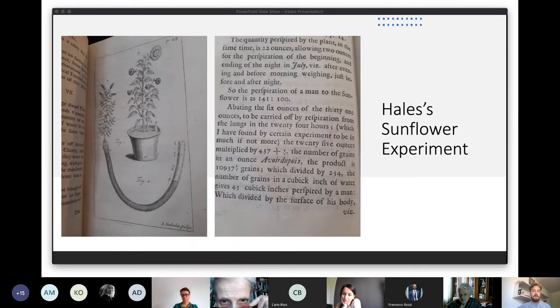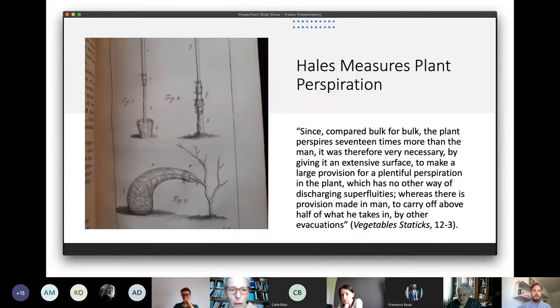Hales accordingly ventured that it was because plants lack an organ akin to the kidney that the leaves have a greater surface area to allow for a large provision for a plentiful perspiration in the plants. This was all very well, but Hales' more ambitious goal was to determine the velocity and directionality of the sap as related to that of blood. Ultimately, Hales worked out that the perspiration of a sunflower is as 141 to 100, and taking size into account, in equal surfaces and equal times, the man perspires as 50 to 15.